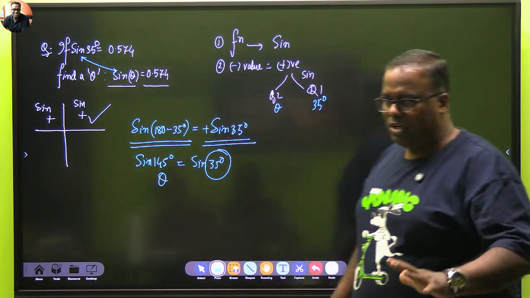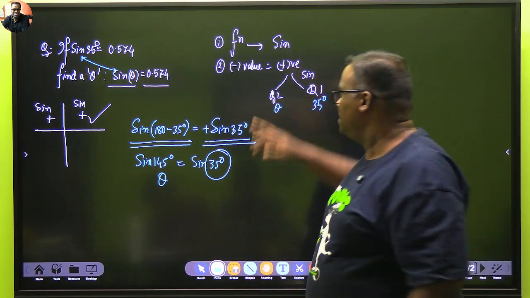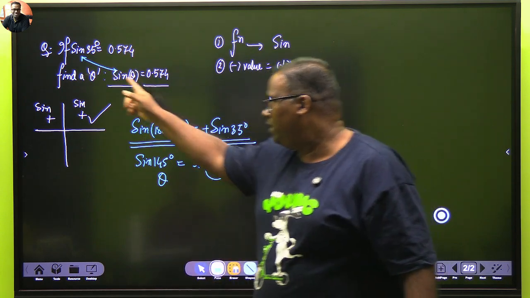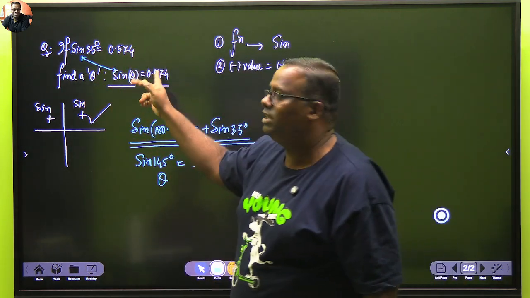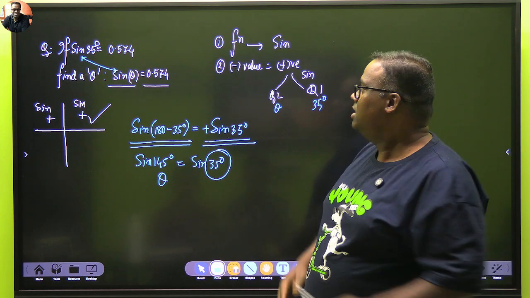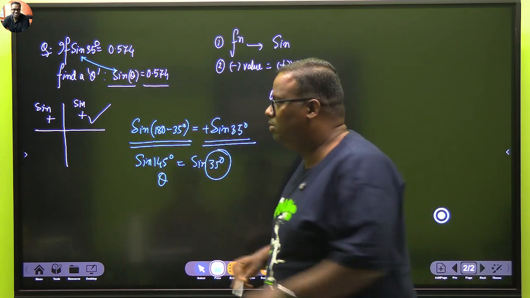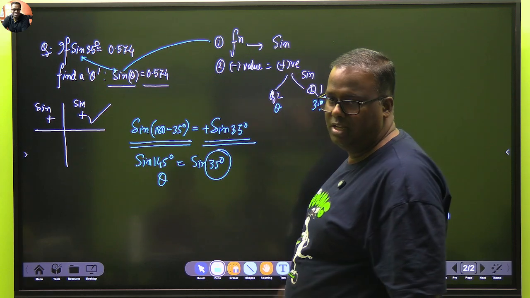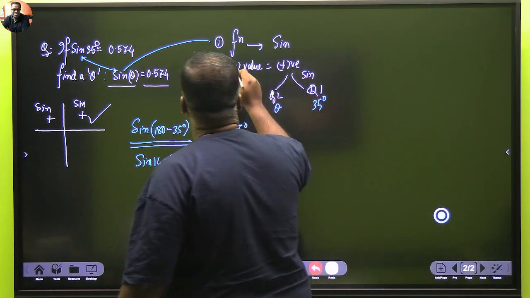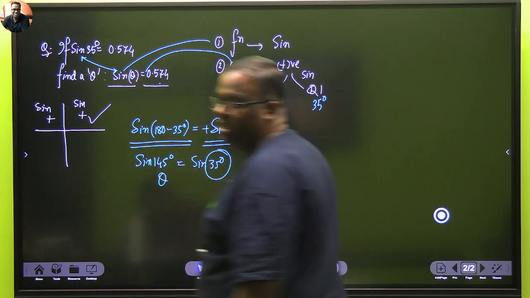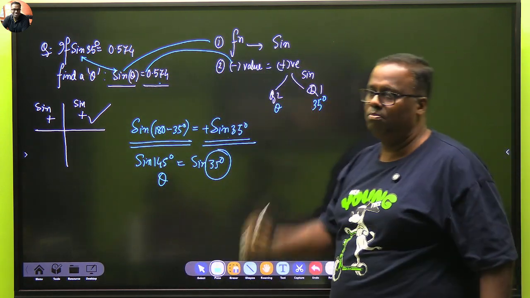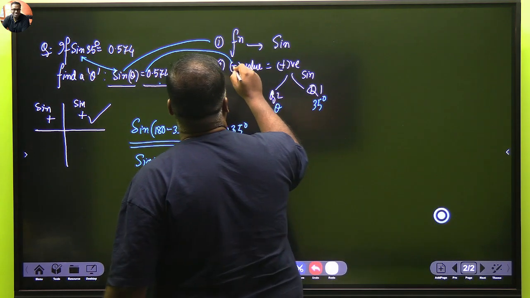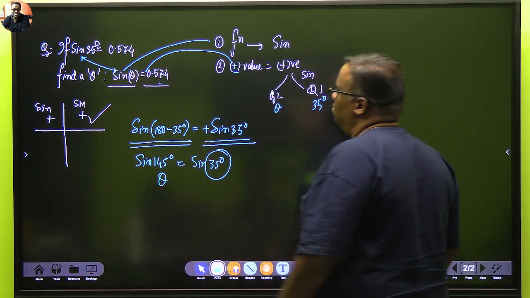तो कैसे करने का? एक बार फिर से, sine of 35 is given to me as 0.574. I am asked to find a theta such that sine of that theta is also 0.574. सबसे पहले मैं फंक्शन को देखता हूं. सबसे पहले फंक्शन को देखिए. फंक्शन इज साइन. उसके बाद आप साइन को देखिए. साइन इज पॉजिटिव. ओके, you look for the plus or minus value. The value is positive.